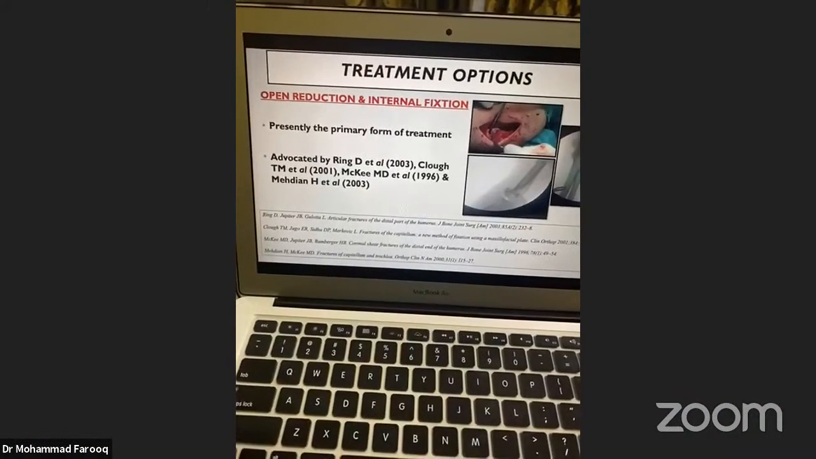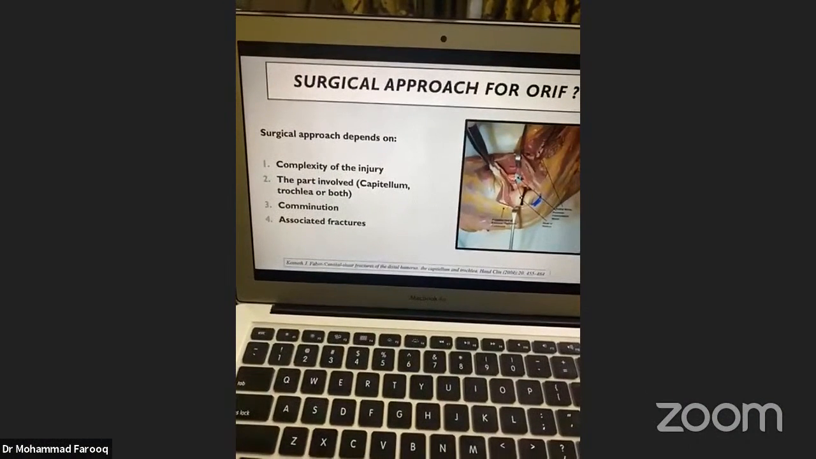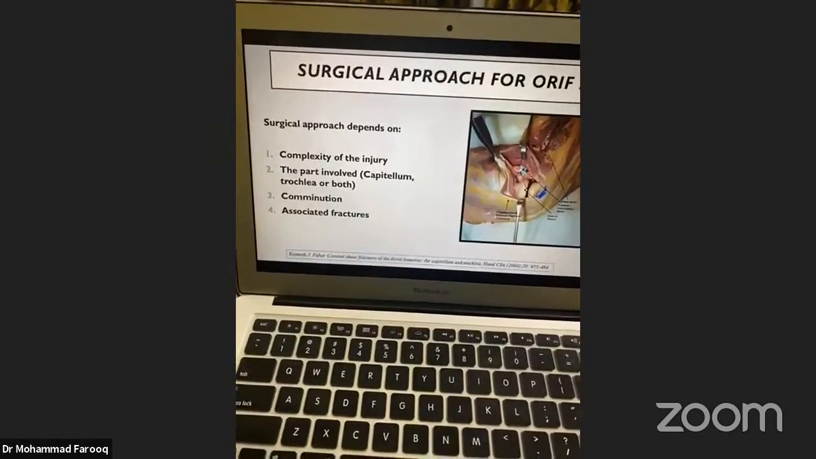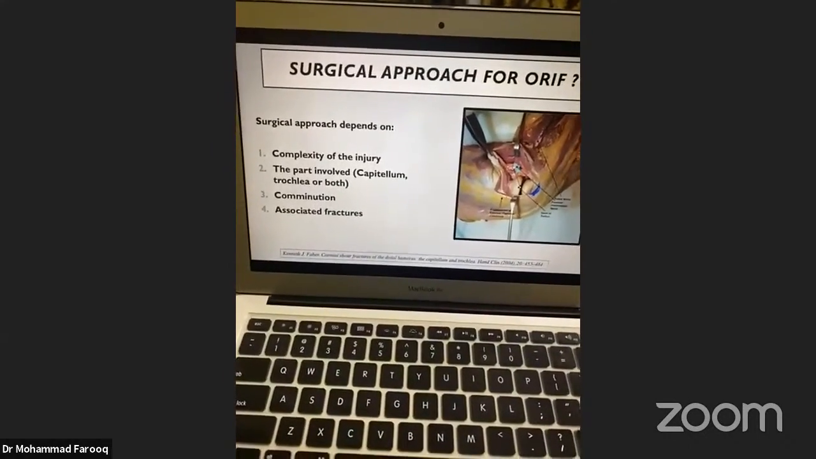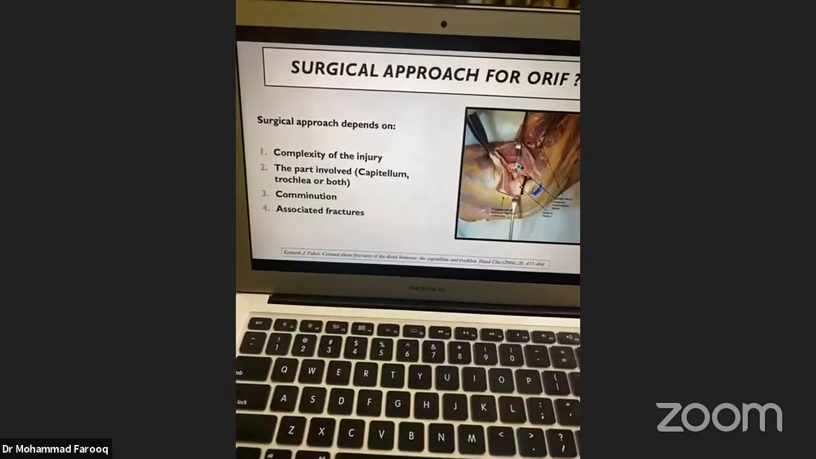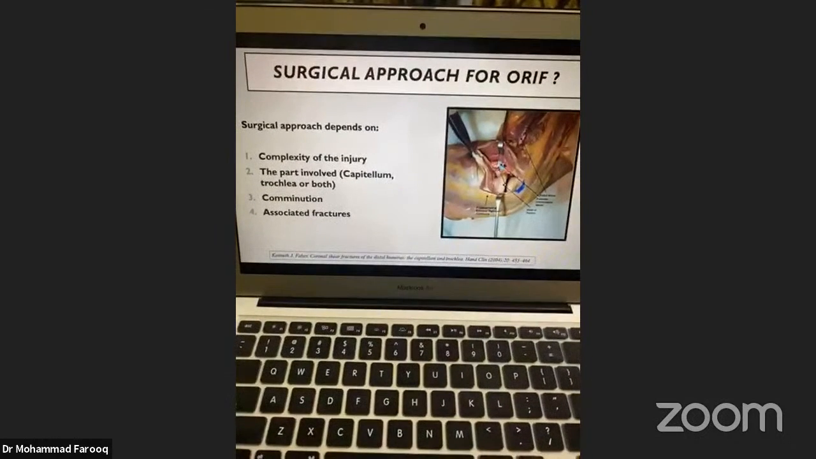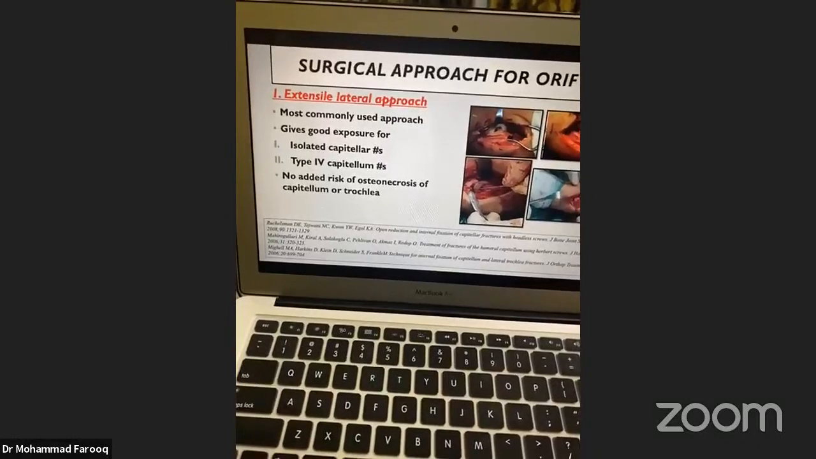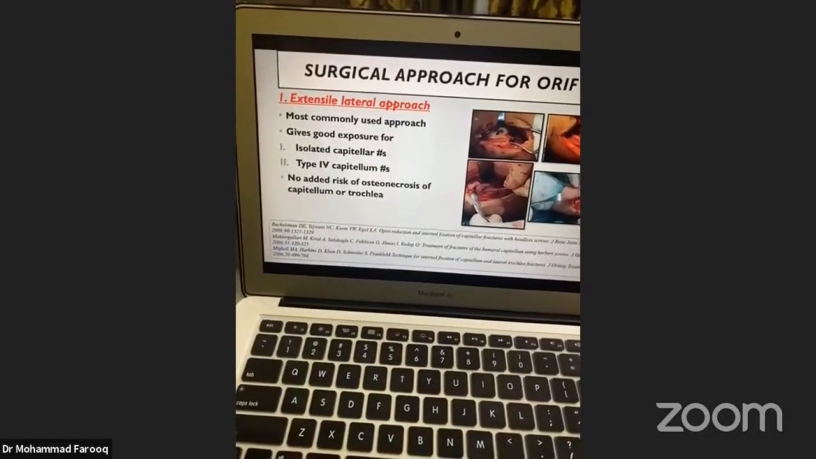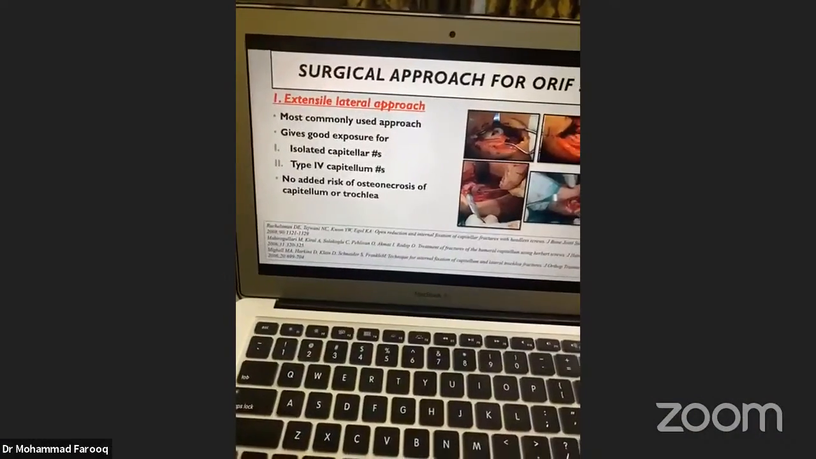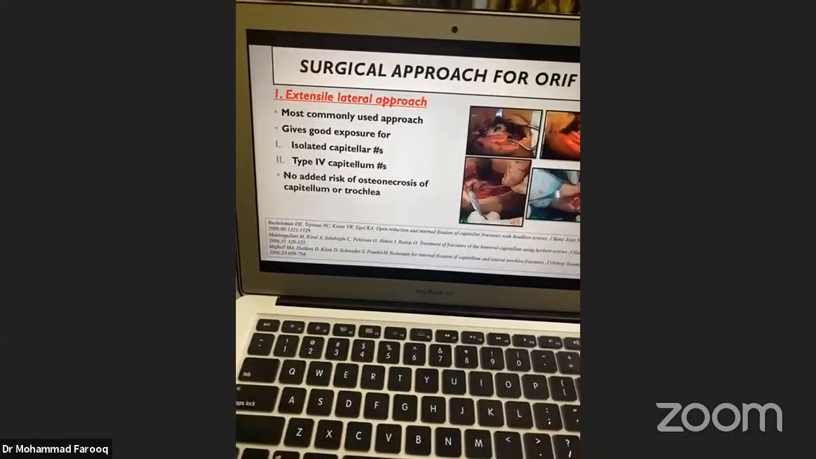Open reduction and internal fixation at present is the primary form of treatment, and surgical approach depends on the complexity of injury: the part of the fracture involved, the capitulum or trochlea, or both, comminution and associated fractures. Extensile lateral approach is the most commonly used approach. It gives good exposure for isolated capitular fractures and type 4 capitular fractures without any additional risk of osteonecrosis of the capitulum.